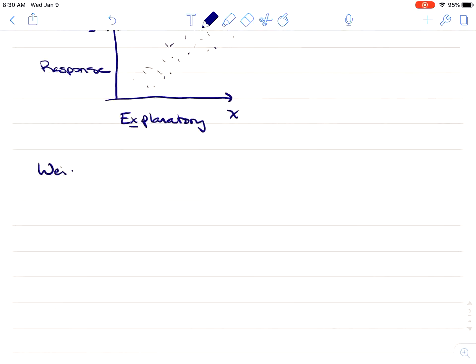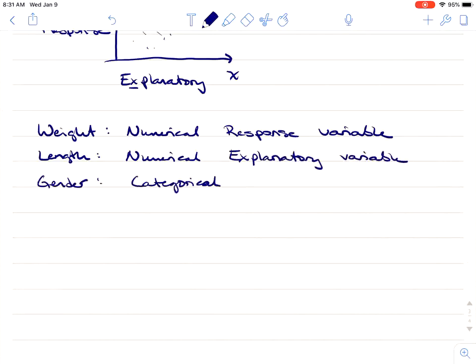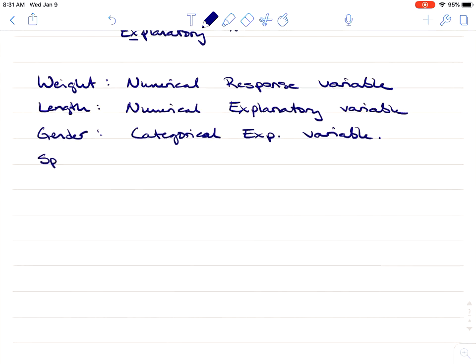So for us, our weight is a numerical response variable. Length is a numerical explanatory variable. Gender is a categorical explanatory variable. And species is another categorical explanatory variable.